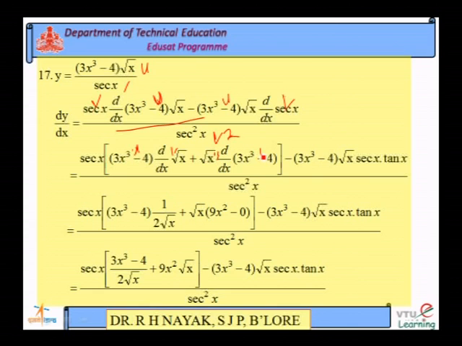3 into x cube differentiation is 3x square, therefore totally it will become what? 3 into 3 is 9, x to the power of 3 minus 1, 2. Differentiation of any constant is 0, then other terms are taken as it is. Finally, 3x cube minus 4 divided by 2 root x we have written, and root x is multiplied with 9x square, it will become what? 9x square into root x, and other things are taken as it is. See, minus this bracket into root x into secant x into tan x divided by secant square x.